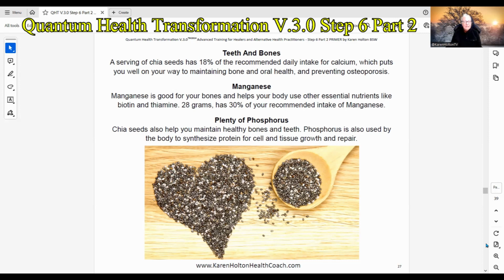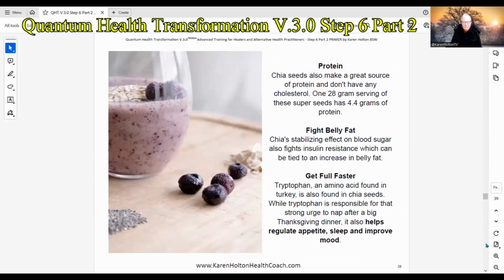Manganese. Manganese is good for your bones and helps your body use other essential nutrients like biotin and thiamine. 28 grams has 30% of your recommended intake of manganese. Plenty of phosphorus. Chia seeds also help you maintain healthy bones and teeth. Phosphorus is also used by the body to synthesize protein for cell and tissue growth and repair.